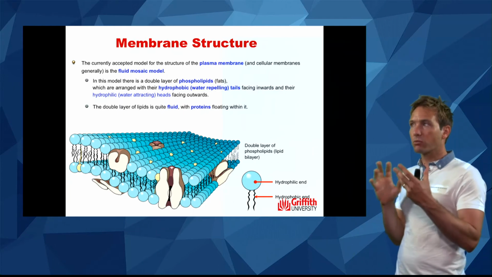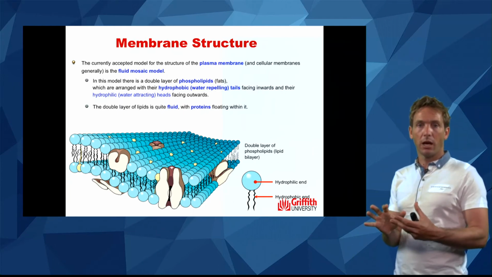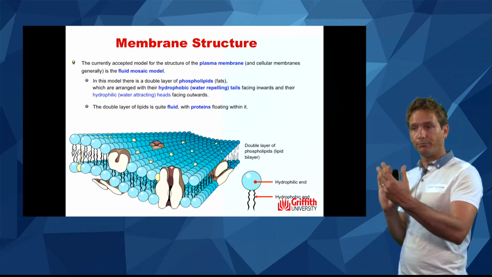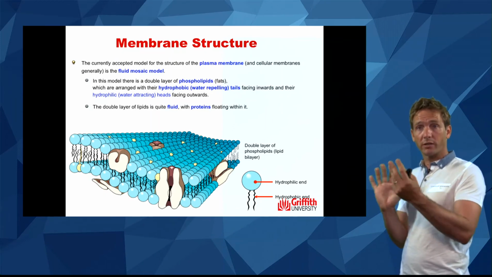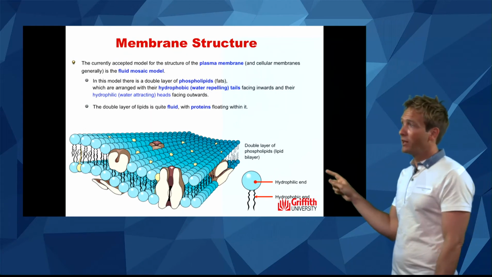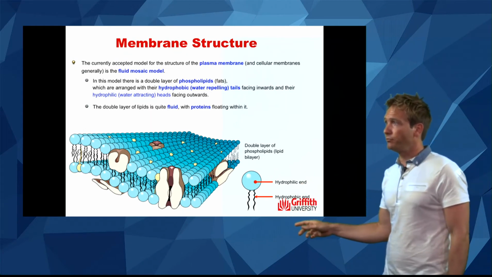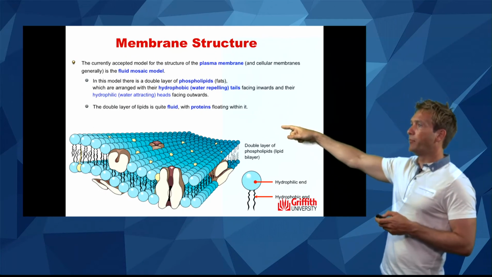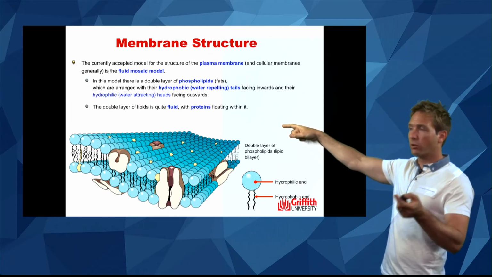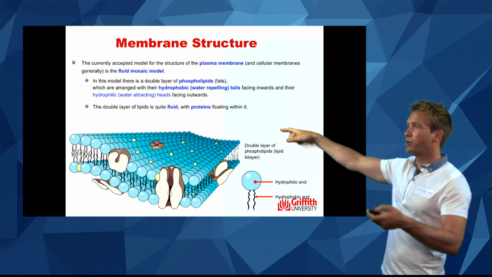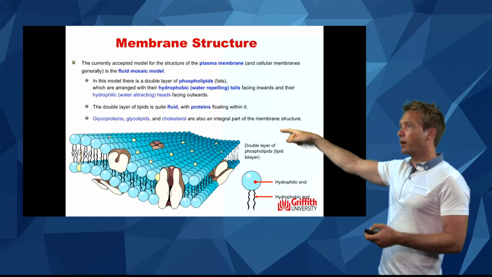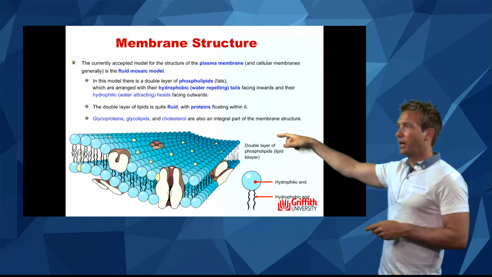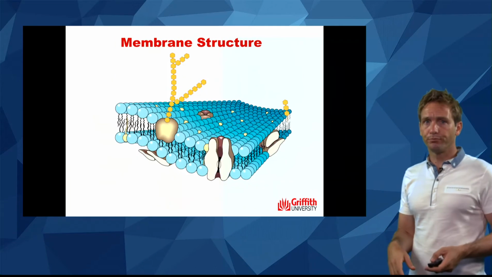So you end up with this relatively consistent membrane that stays together because of this really interesting structure. And we're going to get into that a little bit further in future slides. Then the double layer of the lipids is quite fluid, so we talked about that, and it has all these proteins floating within it. It also has what's referred to as glycoproteins, which we'll talk about, glycolipids and cholesterol, and they're all integrated into the cell membrane.